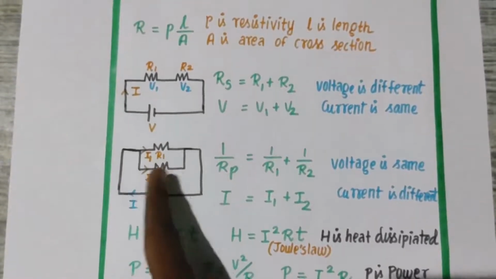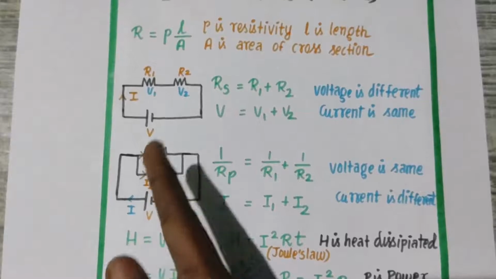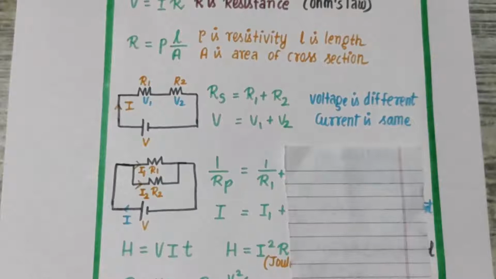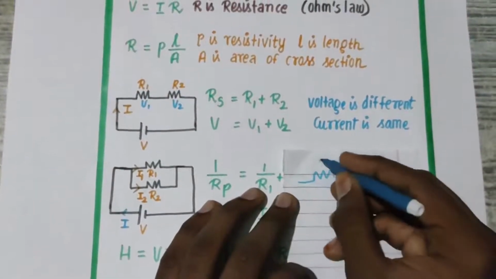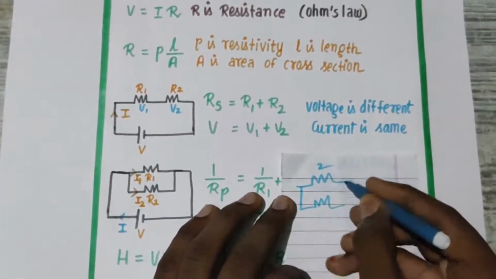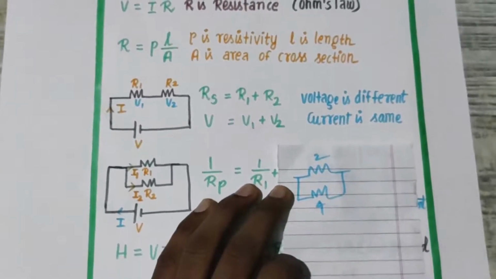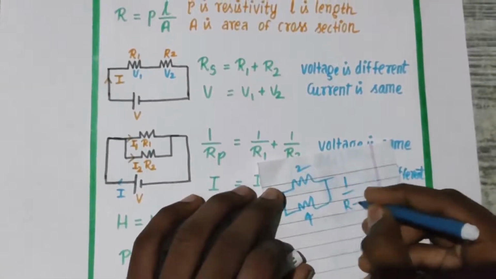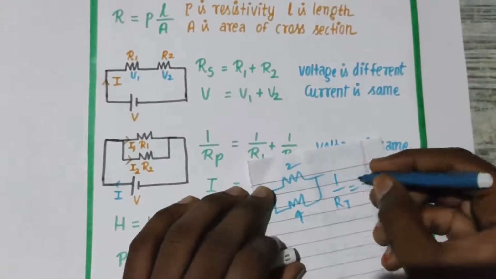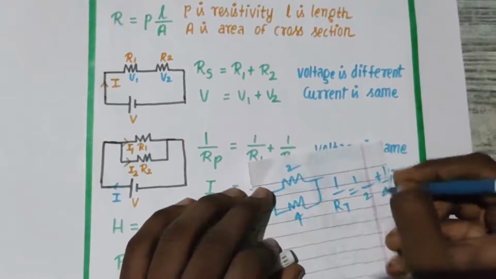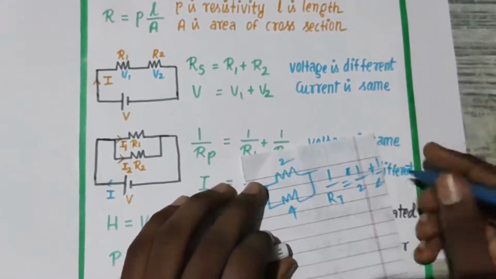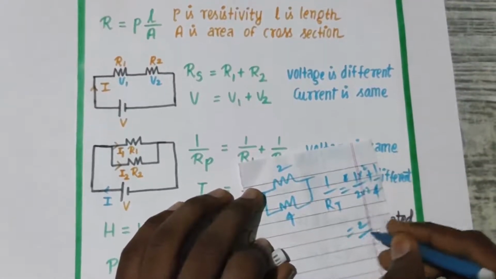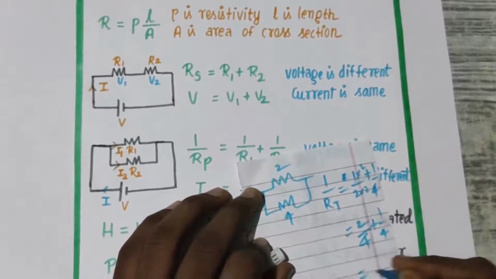Next, parallel connection. In a parallel connection, the current is going to be different in each resistor, but the voltage is the same. Now see what we have: a 2 ohm resistor and a 4 ohm resistor, and we have connected both in parallel. Now what will be the total resistance? How to find that? You have to use this formula: 1 by Rp is equal to 1 by 2 plus 1 by 4. Now you have to take the LCM, so multiply 2, so 2 by 4 plus 1 by 4 will be equal to 3 by 4.